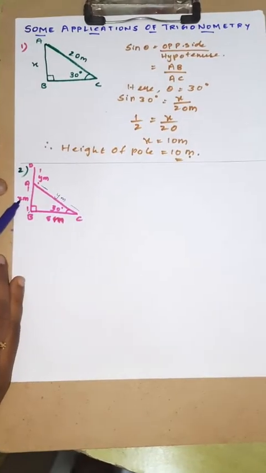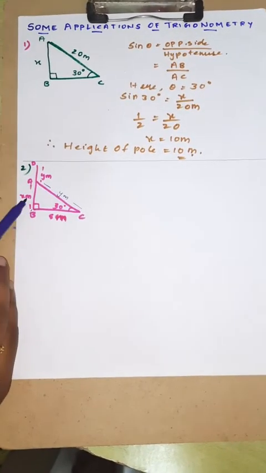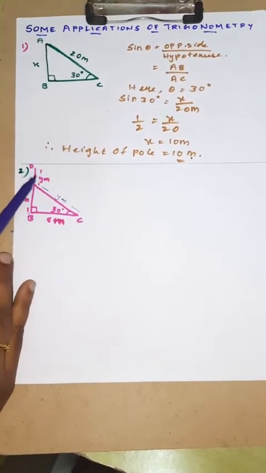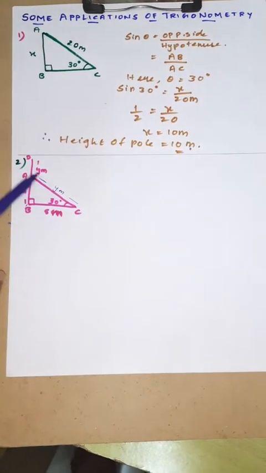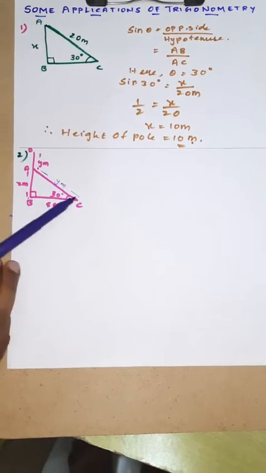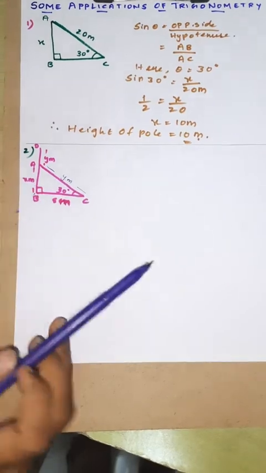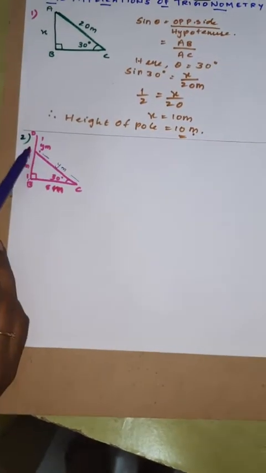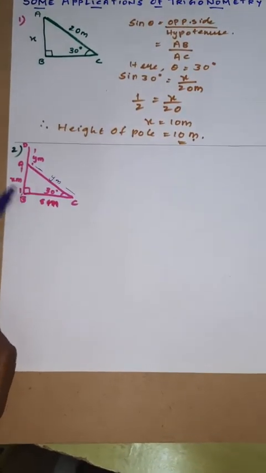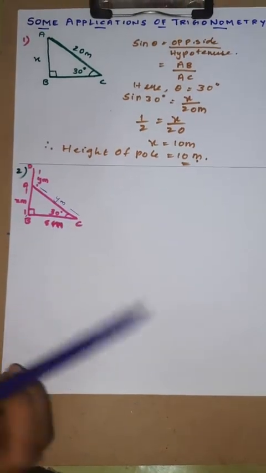So let the height be divided into two parts, namely x and y. But this y part is touching the ground. Hence, this y distance will become this y distance now. Hope I am clear. Now let us name the triangle as ABC, where B is 90 degrees and angle C is 30 degrees.